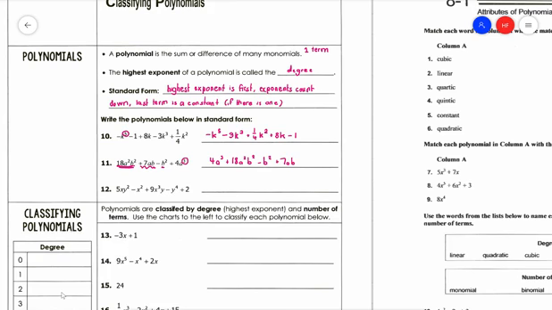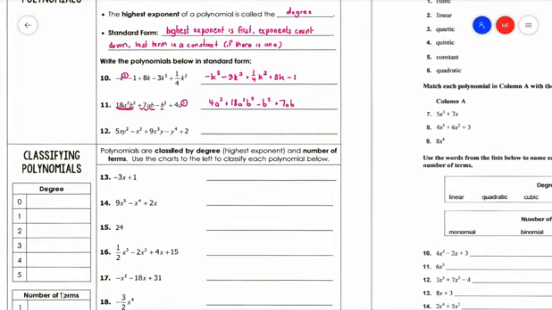Then on number 12, the same thing. We're looking for the highest exponent, which is this 4 here. So negative y to the 4th. And then we want an exponent of 3. So plus 9x cubed y. Then an exponent of 2. We have two different ones.